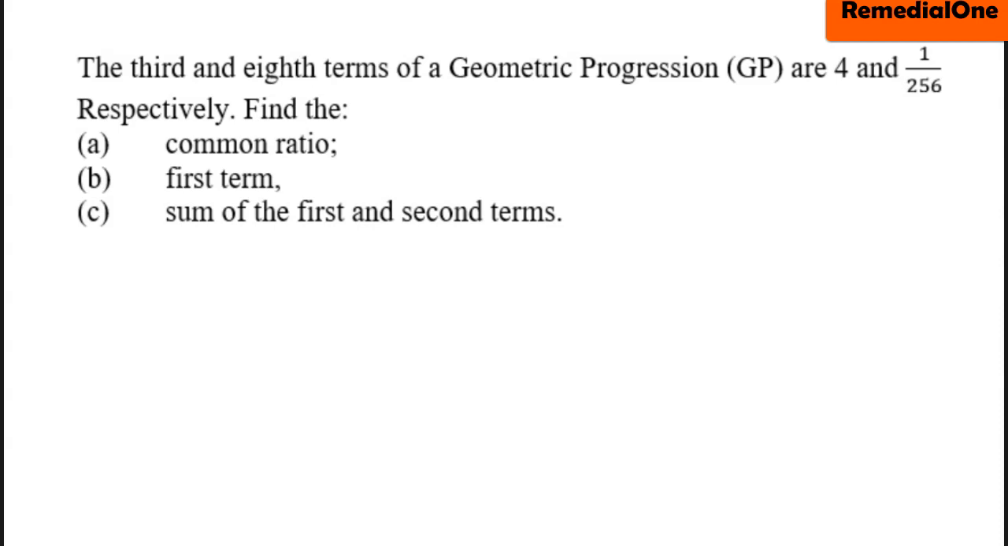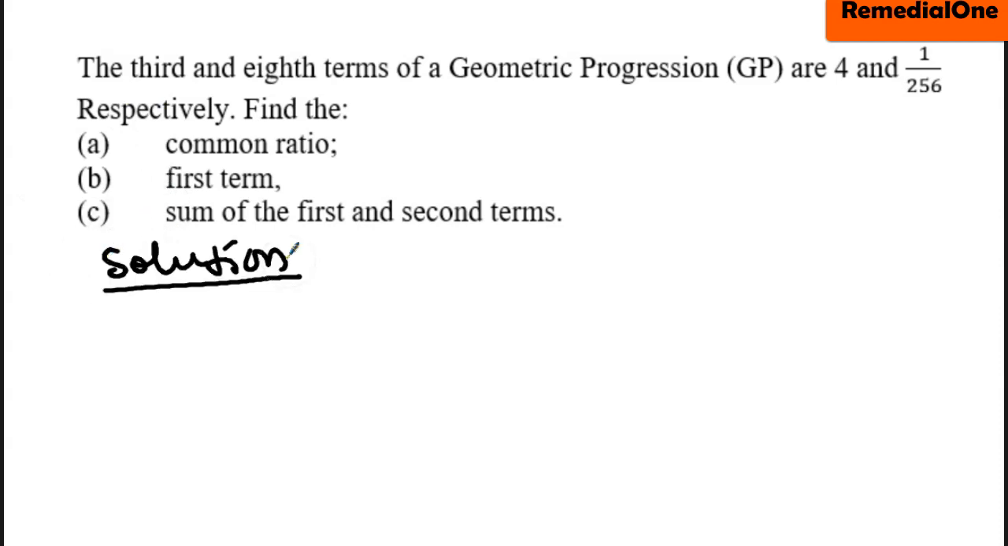In this video, I'm going to solve WASSCE 2022 Core Mathematics Question 1. Let's look at the question. The third and eighth terms of a geometric progression (GP) are 4 and 1/256 respectively. Find A, the common ratio, B, the first term, C, the sum of the first and second terms. So let's look at how we are going to solve this one.